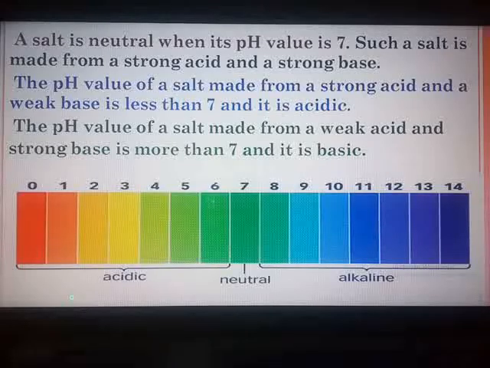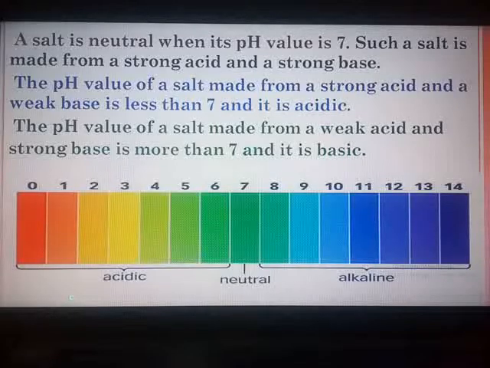Here there can be different questions which can be asked related to MCQ. When the pH value of a salt is less than 7, then the salt is dash: neutral, acidic, basic. So if you know it thoroughly, then only you will be able to answer.